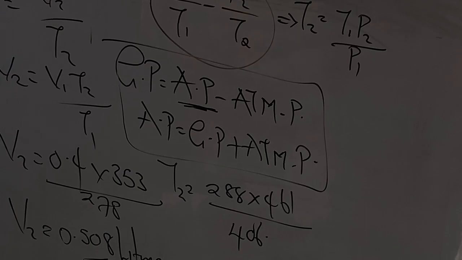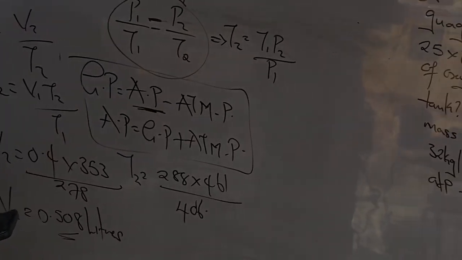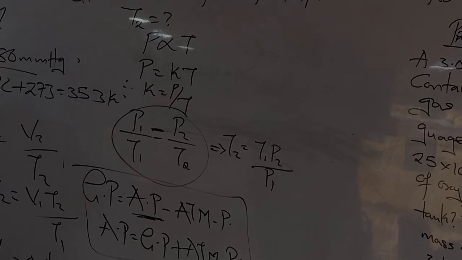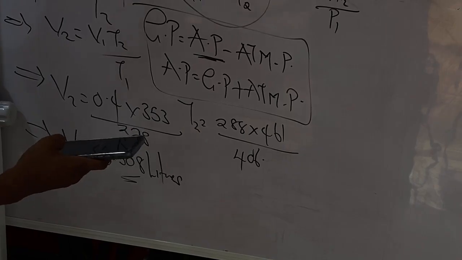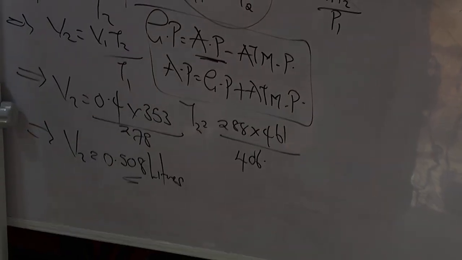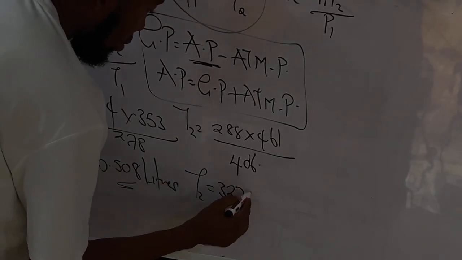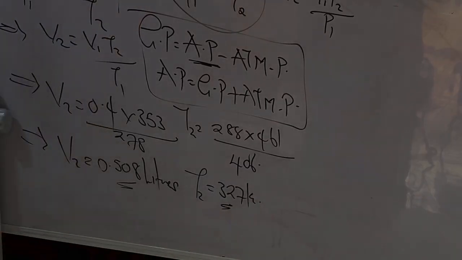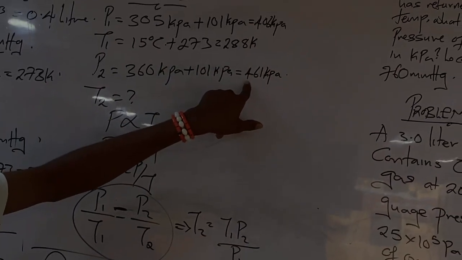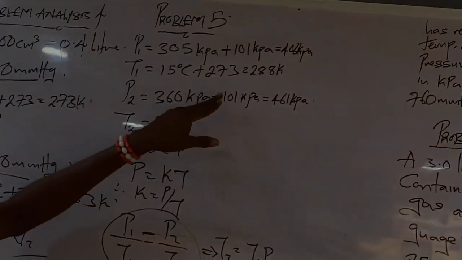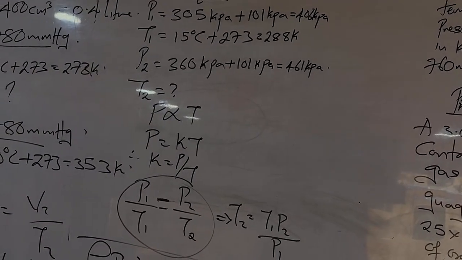We know that our answer is going to be in Kelvin, since I look for temperature. So 288 times 461 is 132,768, and then we divide it by 406. What we have is 327 Kelvin. So our T2 is approximately 327 Kelvin. Is it a consistent answer? Let's check. Pressure increased from 406 to 461, and we know that when pressure increases, temperature should increase. Our temperature was 288 and it increased to 327. So it's consistent.